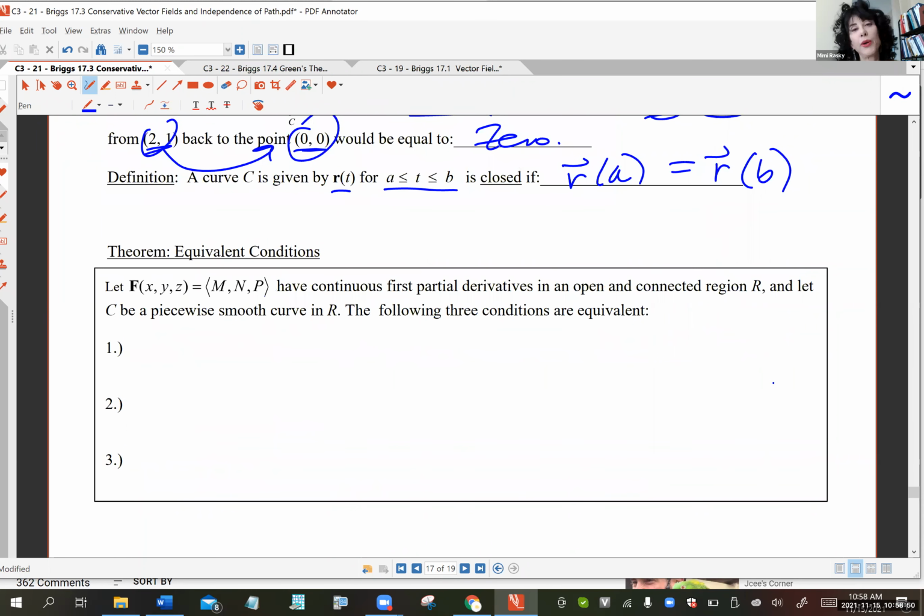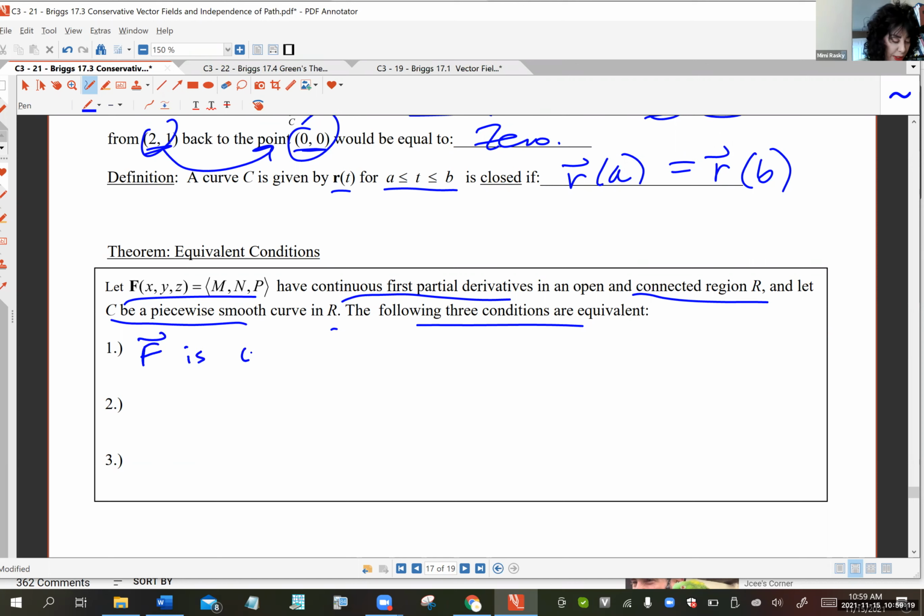And I claim you already know half of this theorem already because it was a previous theorem. Really? You already know it? Yeah, you'll see. So you've got a vector field, M, N, P. And by the way, this theorem is true for two-dimensional vector fields also. 3 or 2, it doesn't matter. And make sure it has continuous first partials on an open connected region R, fine. And let your curve be piecewise smooth in your region. Then the following 3 conditions are equivalent.